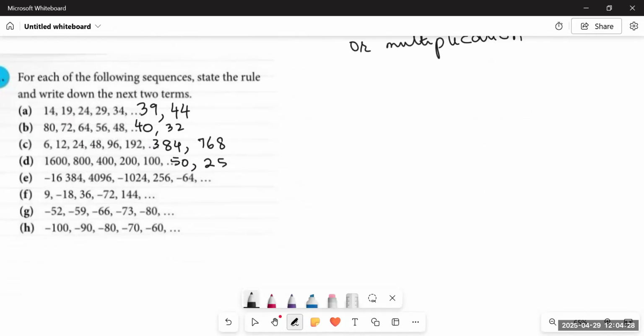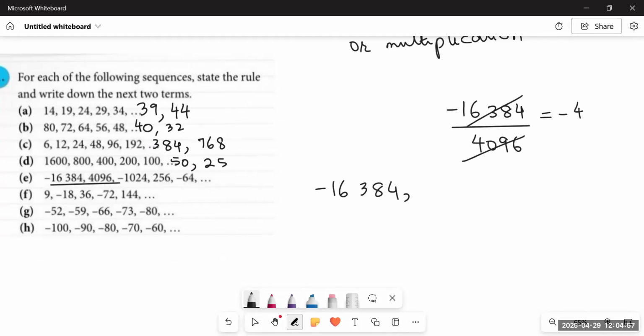Of course, students, 16,384 is greater than 4096. So what are we going to do? We will take the first two numbers, divide them, and check what the rule would be. So I'm going to write 16,384 upon 4096. I'll simply divide 16,384 by 4096 and I'm going to get -4. It means the rule would be: divide each term by -4.